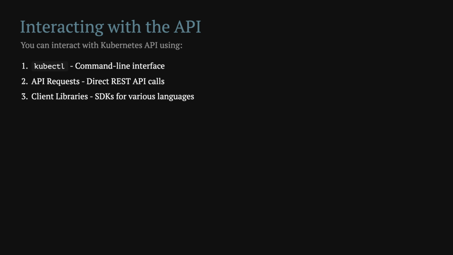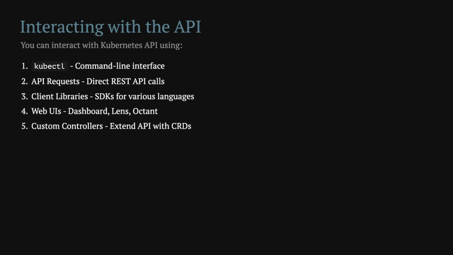Another option is to use client libraries. These SDKs are available for various programming languages and provide a more convenient way to interact with the API. You can also use the web UIs such as the Kubernetes dashboards, Lens, and Octant. These graphical interfaces make it easier to visualize and manage your cluster. Finally, you can extend the API with custom controllers and custom resource definitions. This allows you to add new resource types and automate complex workflows.